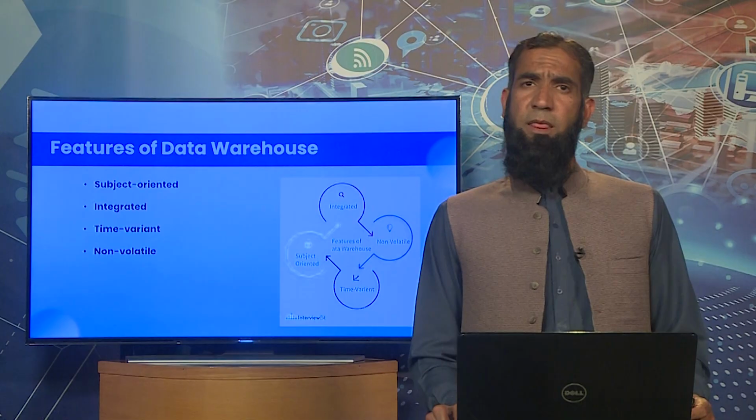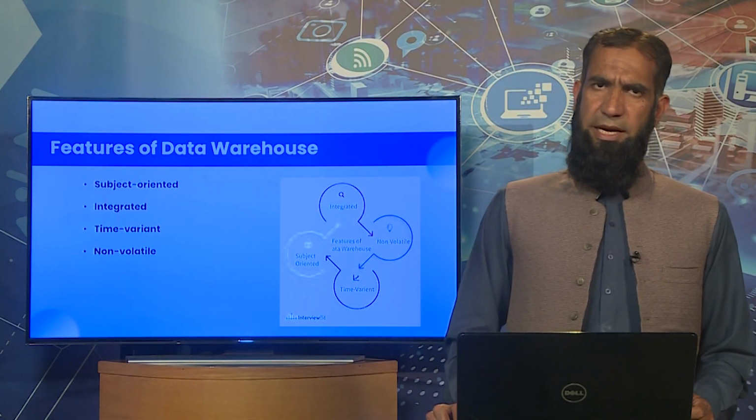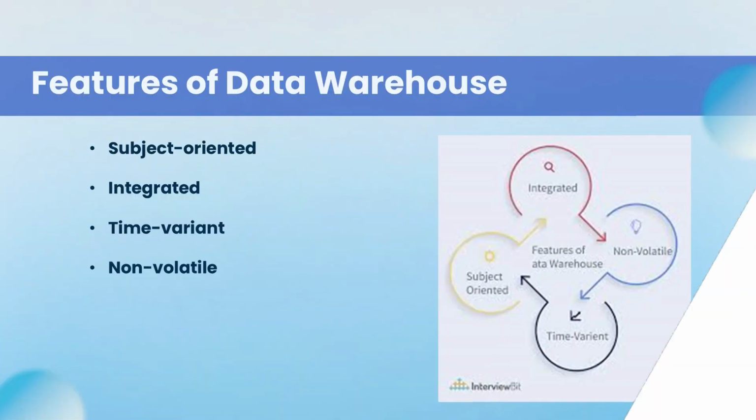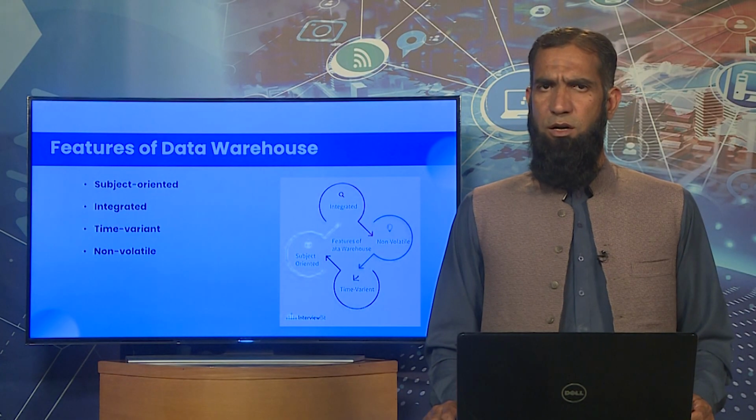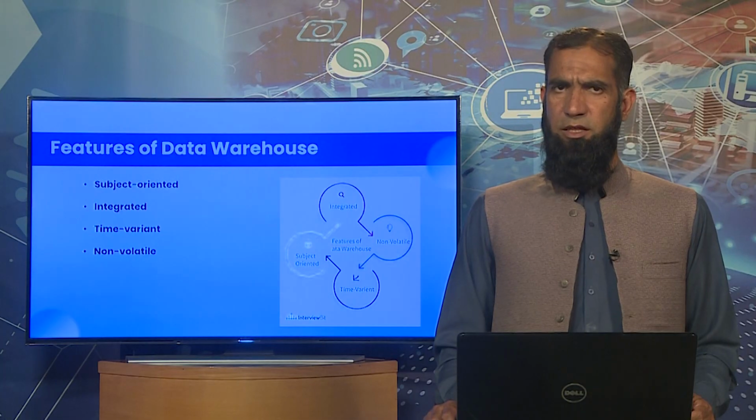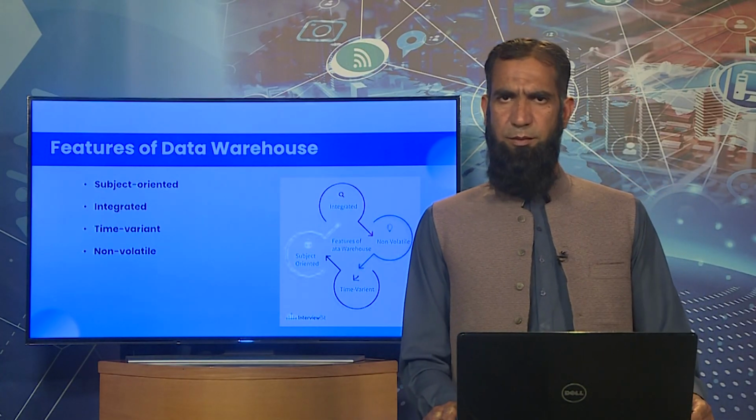There are four key features that define data warehouses. These are as shown in the figure. The first is subject or category oriented. A data warehouse is built around specific subjects like sales, customers, products, finance, rather than day-to-day operations. This helps focus on decision-making areas.